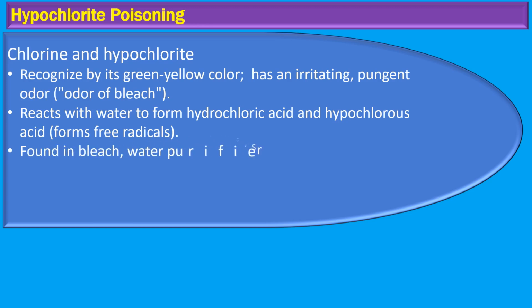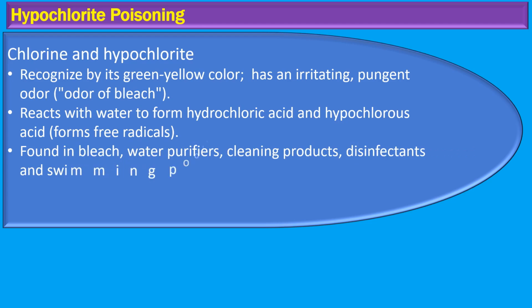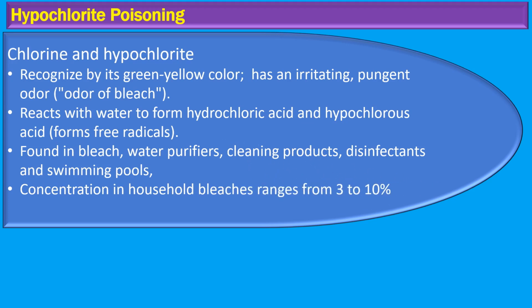For instance, sodium hypochlorite, which is a type of chlorine compound, is found in many bleaches and purifiers. The concentration of this chemical in household bleaches usually ranges from 3 to 10%, and depending on the product, the pH level can vary from mildly irritating to downright corrosive.